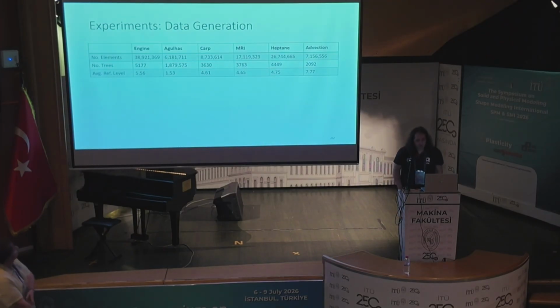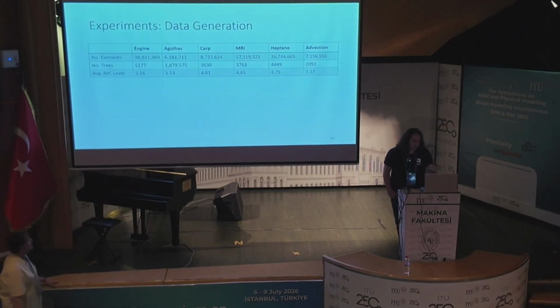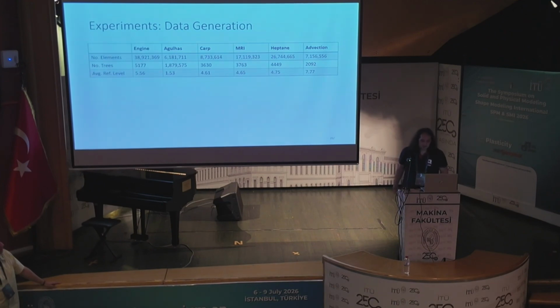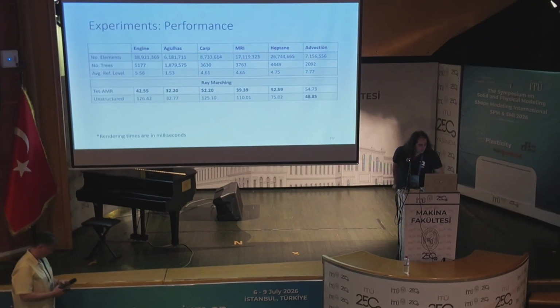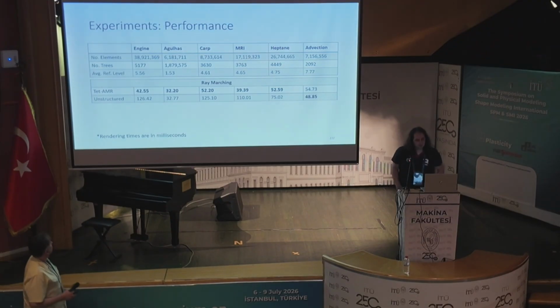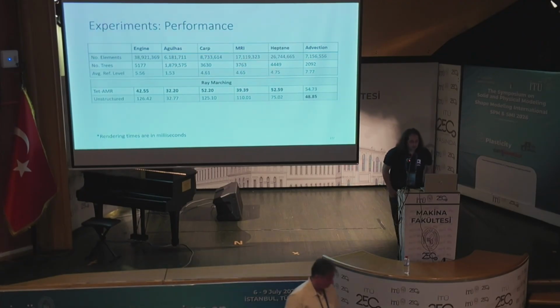So if you look at the statistics of our data, they differ a lot, and usually average refinement levels are different. Their number of coarse elements are different. So they represent different cases.